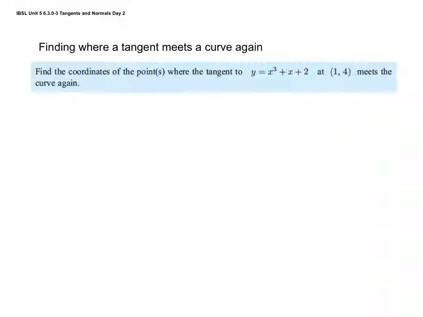Alright, so there's a couple of other applications that we could have here. First of all, finding where a tangent meets a curve a second time, or possibly a second and third time, depending on what it is. So here we have a cubic equation, y equals x cubed plus x plus 2. So that's going to look something like this.